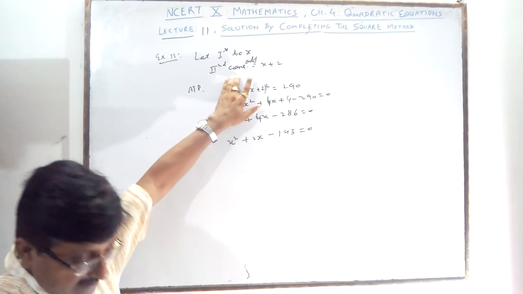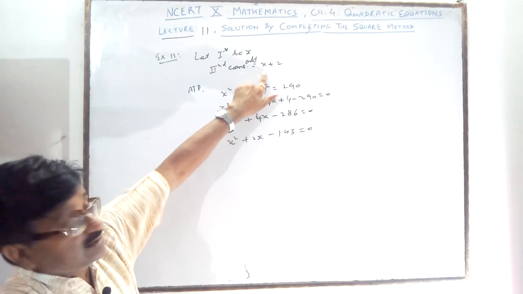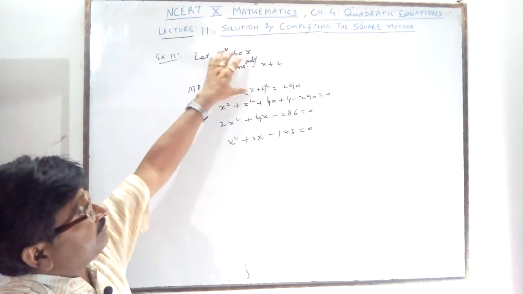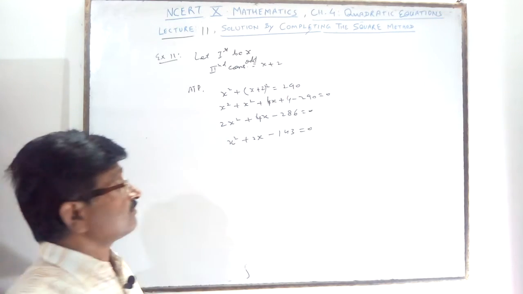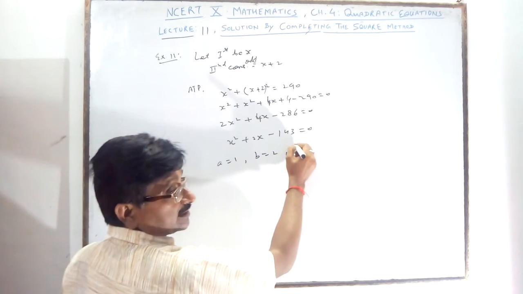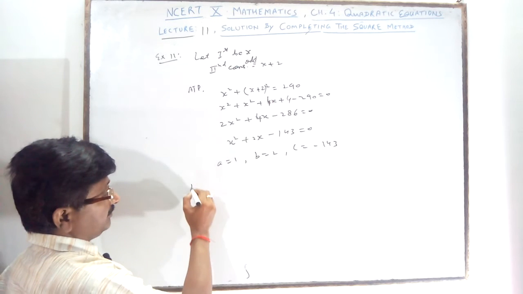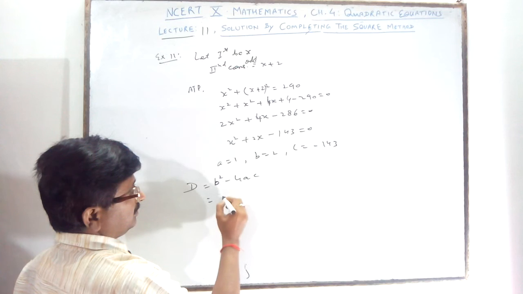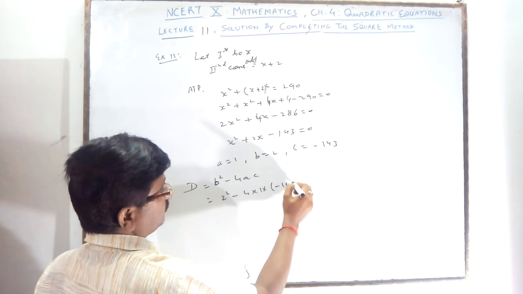Odd integer is given in the book. You can solve this also. Let first one be x, second consecutive odd will be x plus 2, like 3, 5, 7, 9. 2 is the difference, so 2 you will add. Even if it is given, you will add the 2. So solve it. What is A? 1. What is B? 2. What is C? Minus 143. So what is the discriminant? B square minus 4AC. 2 square minus 4 into 1 into minus 143.